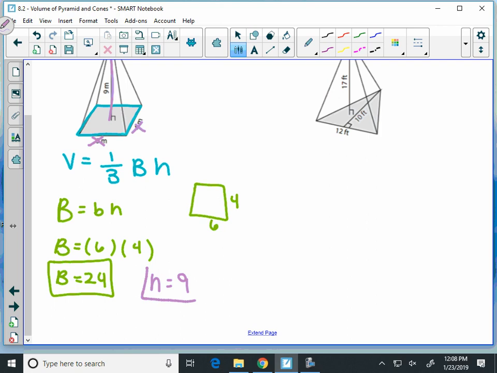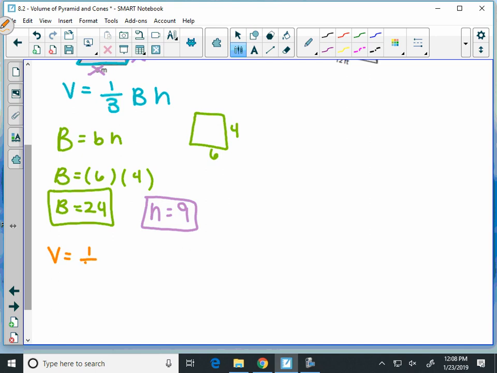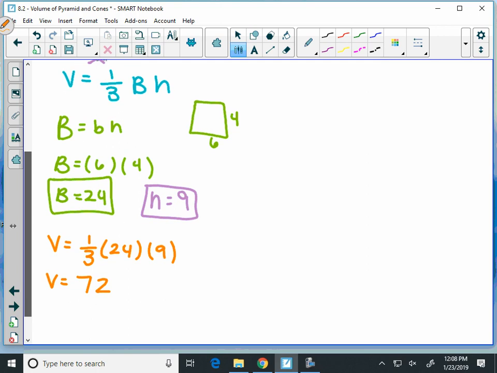So now that we know our 2 pieces, plug them into that formula. So volume is equal to 1/3 area of the base times the height. So when your calculator does 1/3 times 24 times 9, what do we get? What do we get? 72. Double check how you type that in. And we label it meters cubed. Okay.